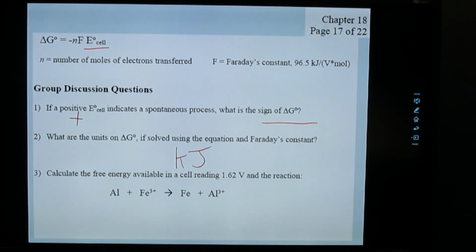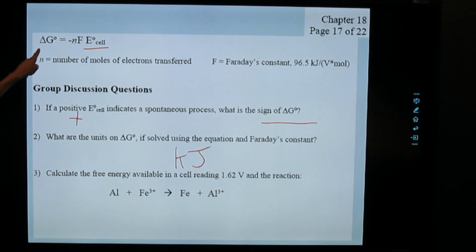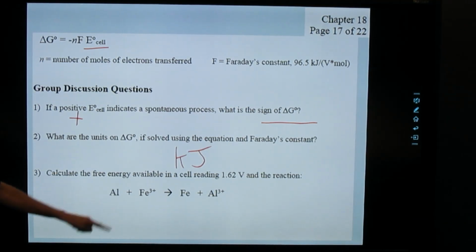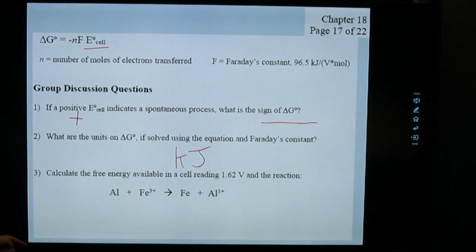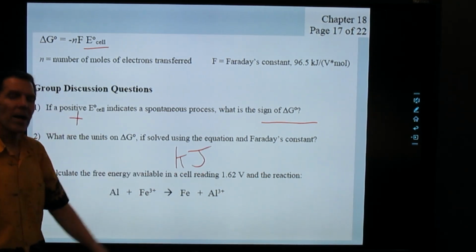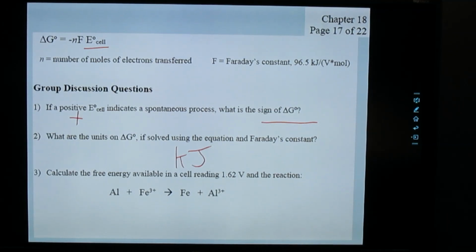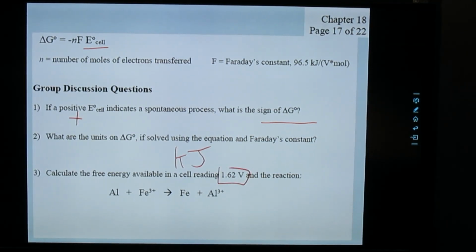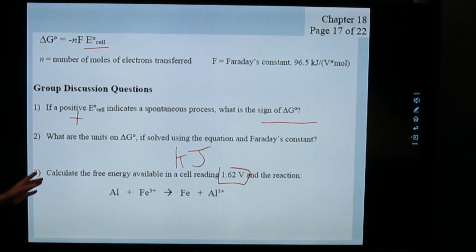So let's do a practice problem using this equation. Delta G equals minus NF, constant, Faraday's, times the voltage. And in this problem, I give you the voltage, 1.62. So please pause the video, try to calculate it yourself. Keep in mind you have to know the value of N.